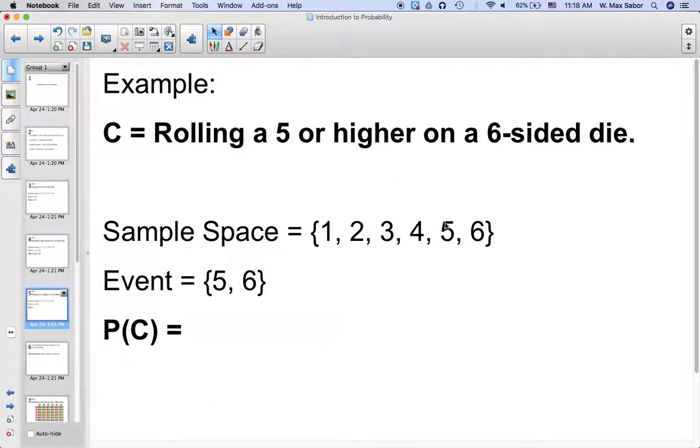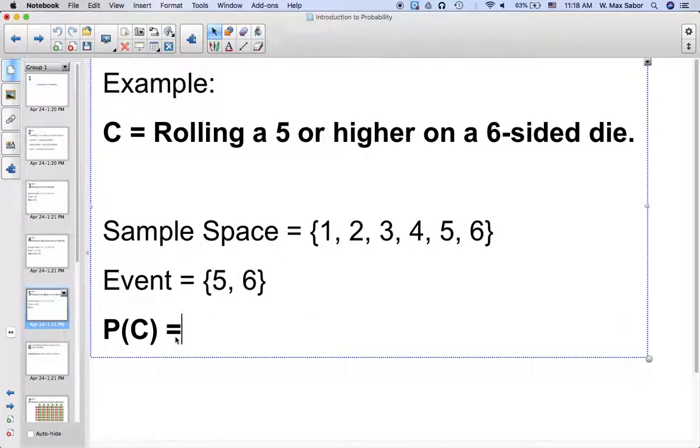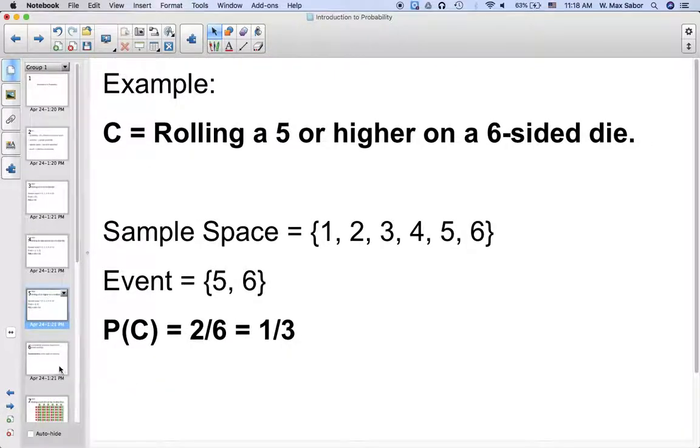If we're rolling a 5 or higher, well, that includes 5 and 6. We can take 5 and 6. That's 2 options out of 6, or 1/3. That's the probability of rolling a 5 or higher.